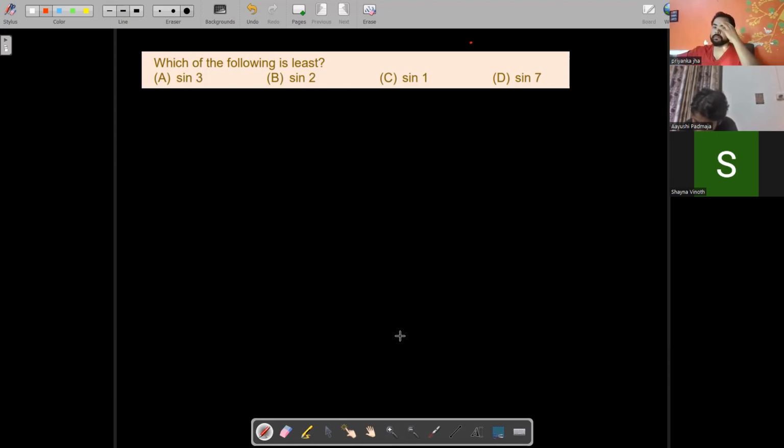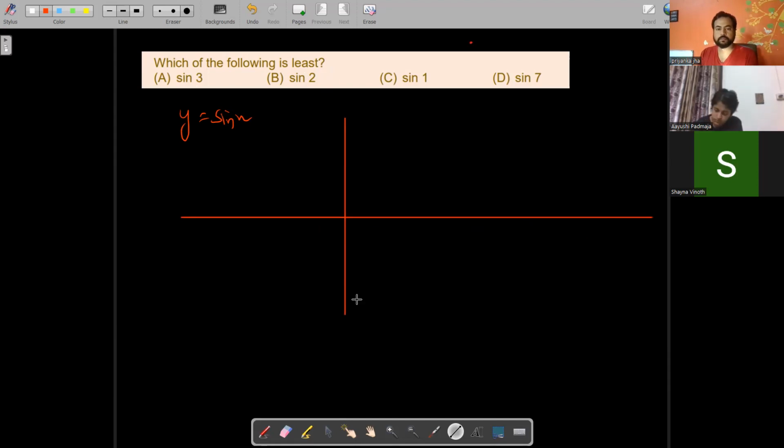See, let me tell you how to find this thing. See, all are sine. So first thing you have to draw the graph of sine. Draw the graph of sine x. This is 0. All angles are positive, on the right side, so I'm not taking the graph on the left side. So this is pi, this is 2 pi, and this is pi by 2.